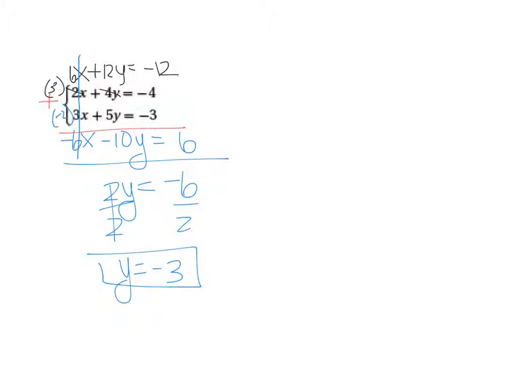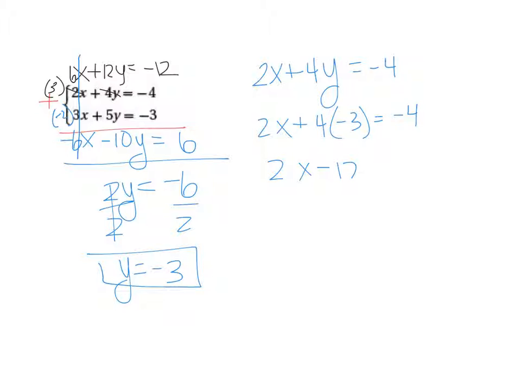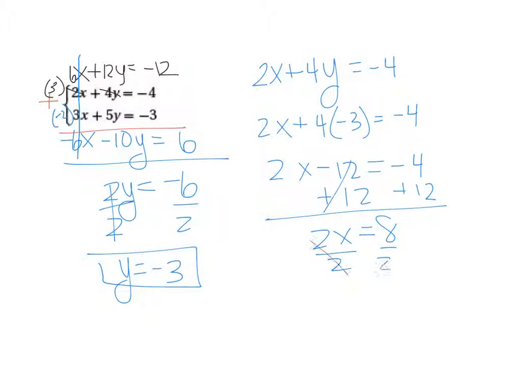Again, we can plug that into any of our equations. So say I take the first original equation, 2x plus 4y equals negative 4, and I plug in my y value of negative 3. So 2x plus 4 times negative 3 equals negative 4. Now I can solve for x. 2x minus 12 equals negative 4. Add 12 to both sides. 2x equals 8. Divide both sides by 2. X equals 4, and I'm going to write that as my ordered pair, 4 comma negative 3.